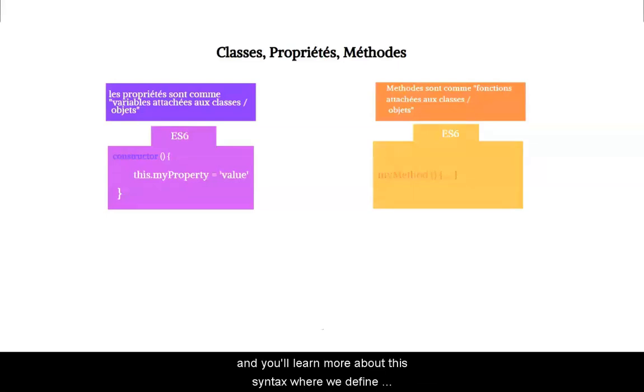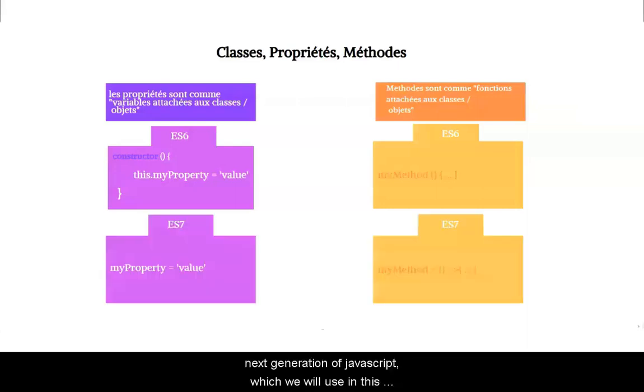And you have learned about this syntax where we define properties in the constructor functions. Now, there is a more modern syntax that avoids us having to use this constructor function with the next generation of JavaScript, which we will use in this course. You can assign a property directly in your class with myProperty equal to value. So you skip the constructor function. Behind the scenes, this will still be transformed to use constructor functions, but you will have an easier time writing this. For methods, it's pretty similar.